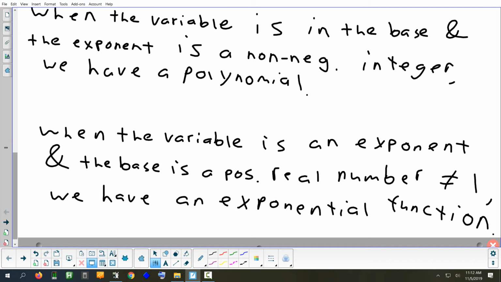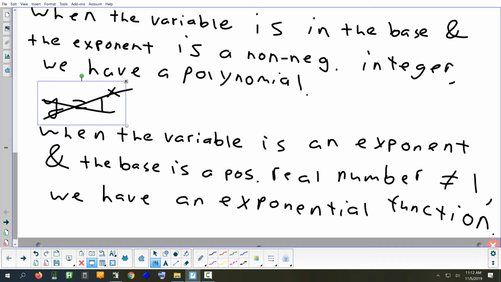Now, I'm saying here that the base has to be a positive real number that's not 1. Why not? Why wouldn't something like that be an exponential? I mean, 1 to the x is 1. Yep. 1 to any power would still be 1. Yeah, this is basically just like saying y equals 1. Okay, that's not an exponential.